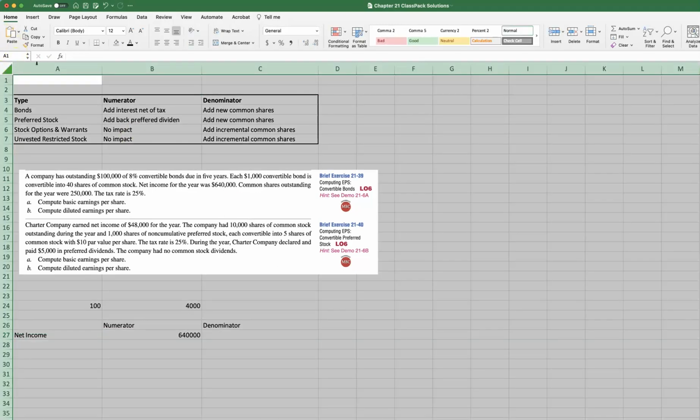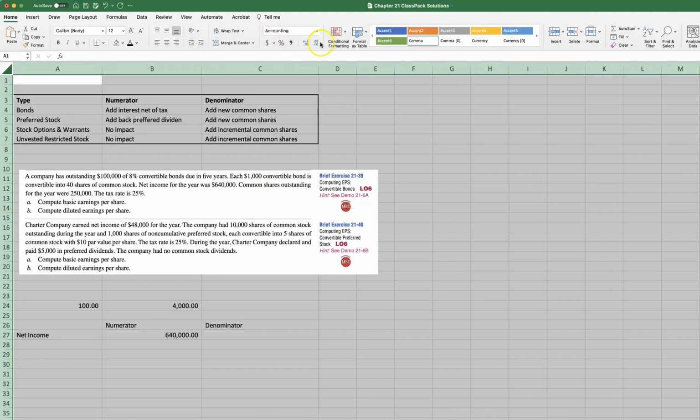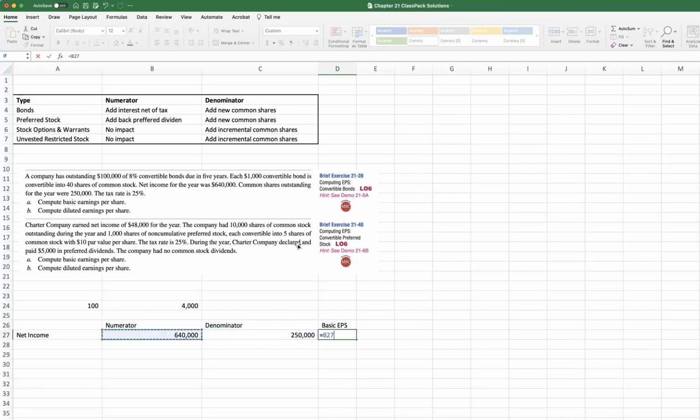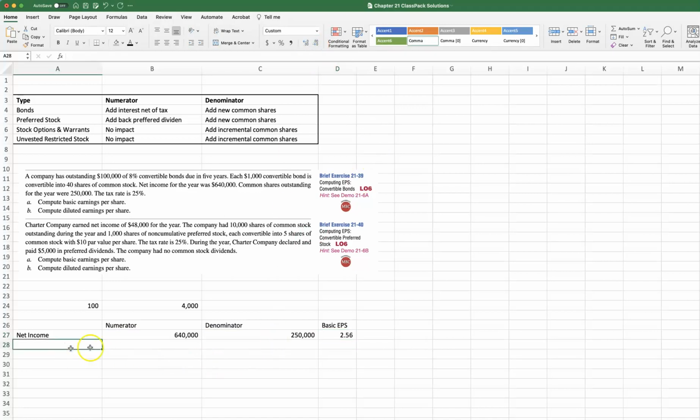And initially, how many shares do we have outstanding? 250,000. So our basic EPS is simply that net income divided by the shares. So that number is going to be $2.56. So that's our basic EPS. Actually, I'm going to change my label right here, basic EPS.